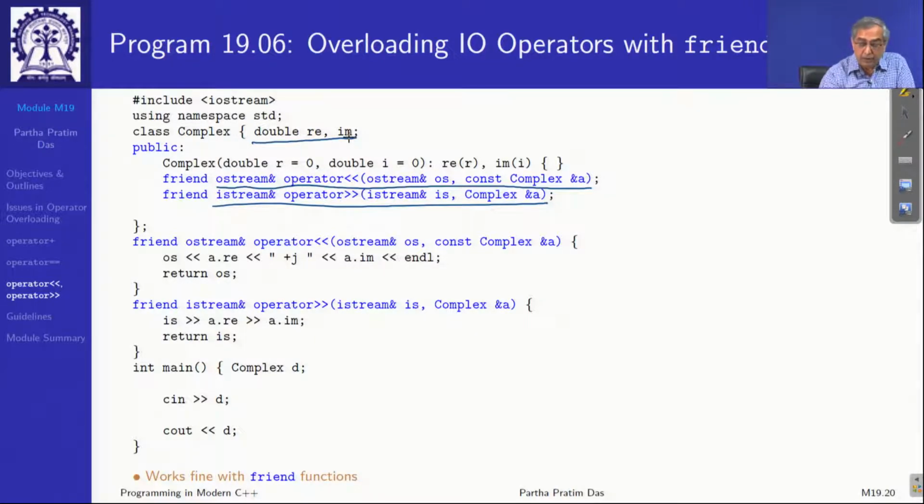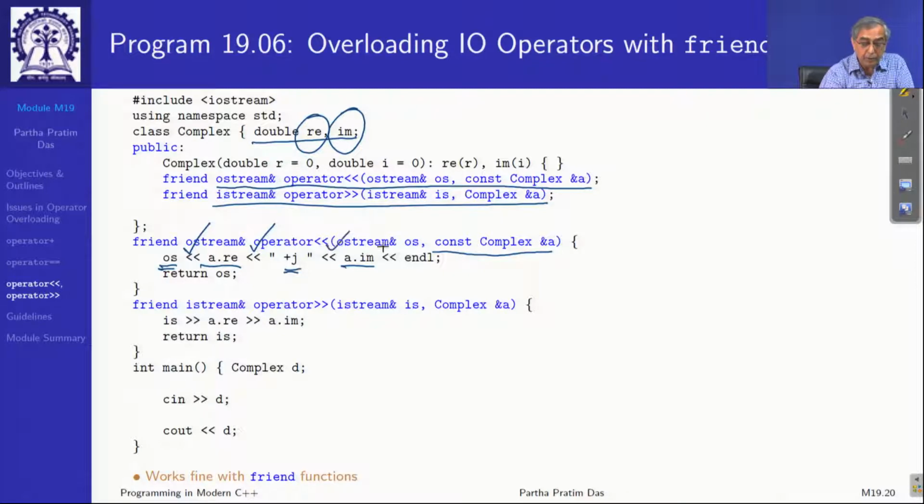And the way you write this operator is very simple. You have got this A. So, as a friend it can access R E and I M. So, you take R E, you take I M, and I am assuming that to mean it is a complex number, I am writing it in the form of real component plus j imaginary component. So, I stream that to OS.